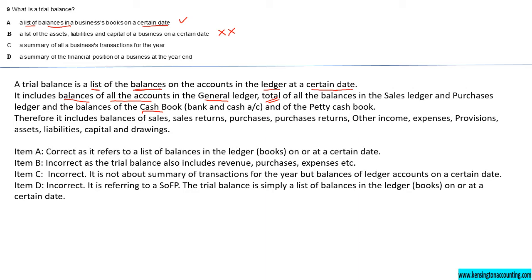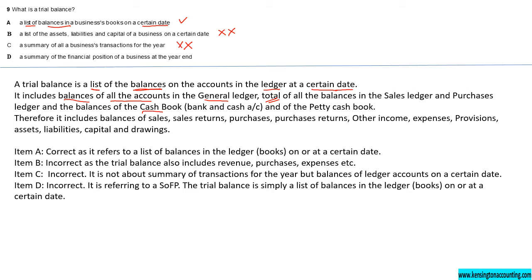C is talking about a summary of business transactions. Here we're not talking about transactions. Here we're talking about the closing balance, not the transactions, of a particular account, but the closing balance. So for example, in the bank account, we are talking about the closing balance of the bank account, not the summary of transactions in the cash book or bank account or cash account, but we're talking about the closing balance. Therefore, item C is also wrong.